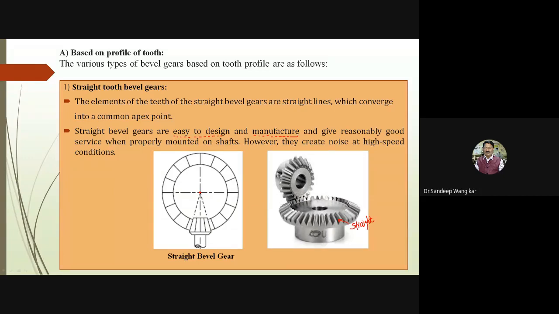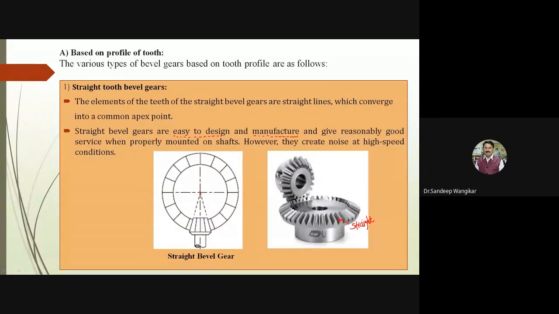So friends, try to remember this comparison between the spur and helical gear. The spur gears are cut with straight teeth, and the helical are cut at some angle. But the spur gear also has a limitation at very high speed. They also generate noise.